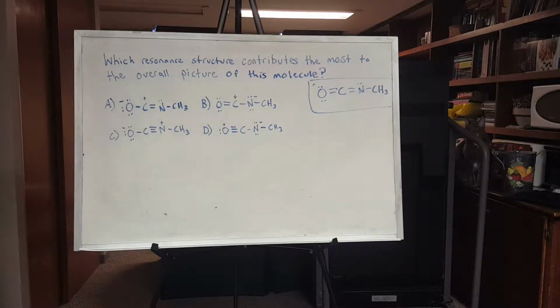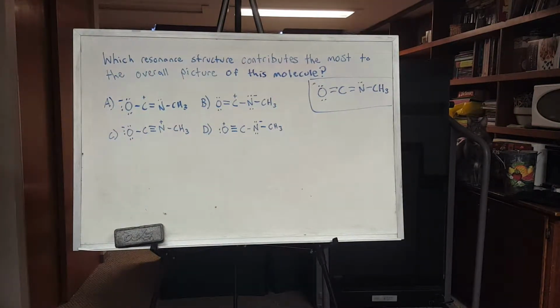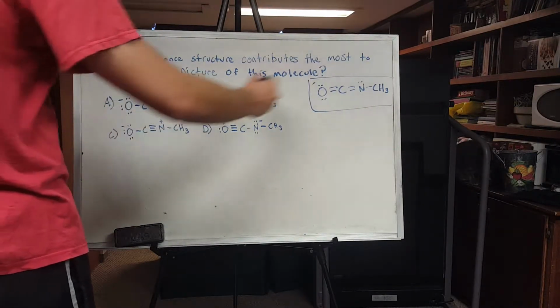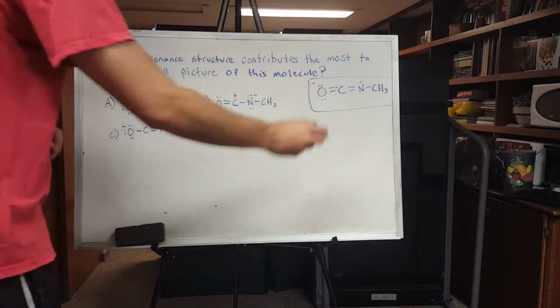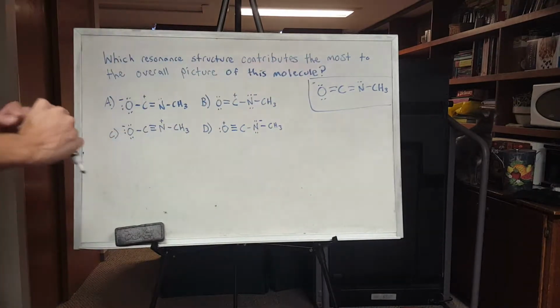Alright, which resonance structure contributes the most to the overall picture of this molecule here? So first we want to remember the concept of what Lewis structures actually are. These are all potential Lewis structures for this molecule.